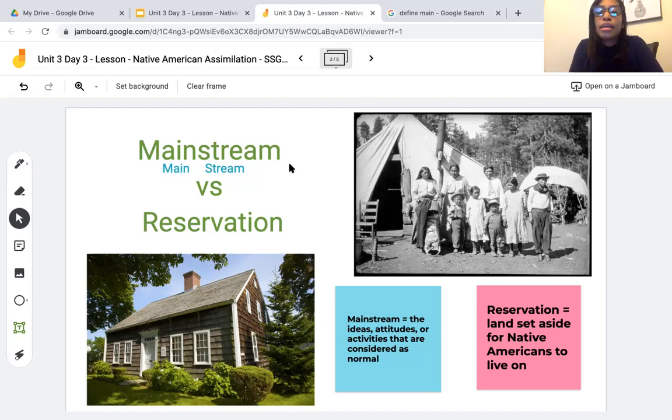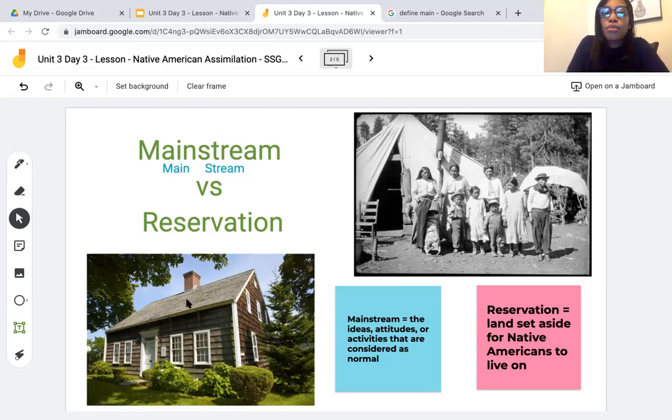Okay, so main and stream, well, when we streamline something, right? When you think of a river flowing, the stream, it's there, it's useful. So we can say that mainstream basically means the ideas, attitudes, or activities that are considered normal. So when something is mainstream, it's available to all, similar to a river and the stream. It's available to the people nearby. And if it's main, then it's number one. It's what we should be focusing on, or what would be considered normal.